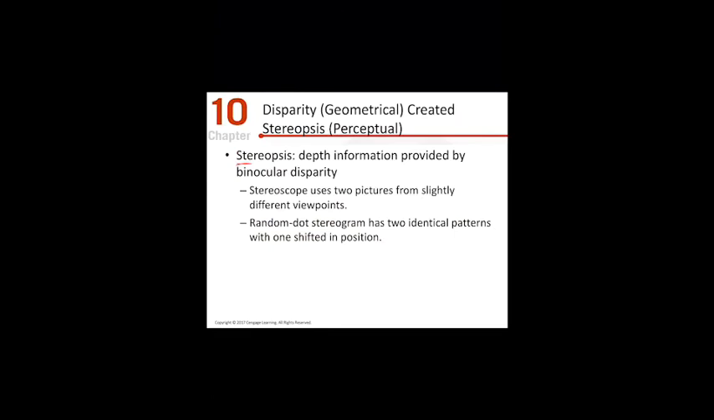And so one of the experiments that we're going to talk about is how we are able to create an environment where we have people relying solely on binocular disparity, and no other cues. In this case, they created what's referred to as a random dot stereogram. The random dot stereogram has two identical patterns, but one is slightly shifted. And a stereoscope is used for the person.